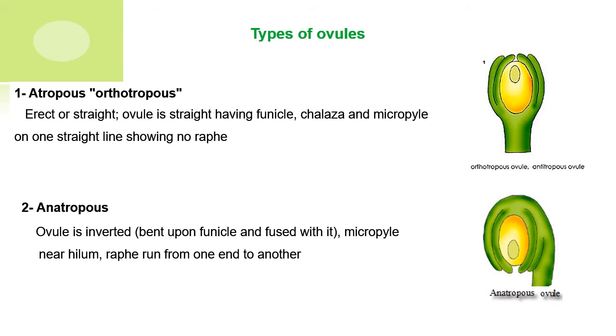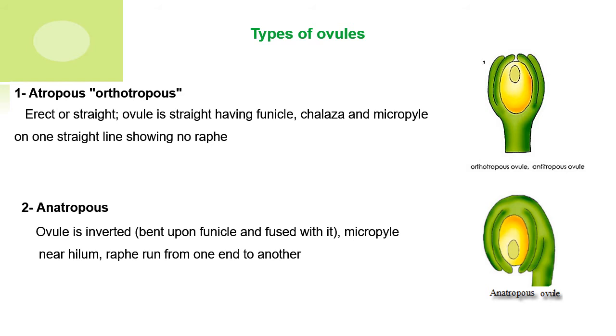According to the direction of growth or manner of growth of the ovule, you have different types of ovule. The first type is the atropous or orthotropous ovule, which is the erect or straight type, having the funicle, chalaza, and micropyle in one straight line, showing no raphe. It is straight or erect. This is the funicle, here the hilum, micropyle, and lower part of the nucellus, which is the chalaza.